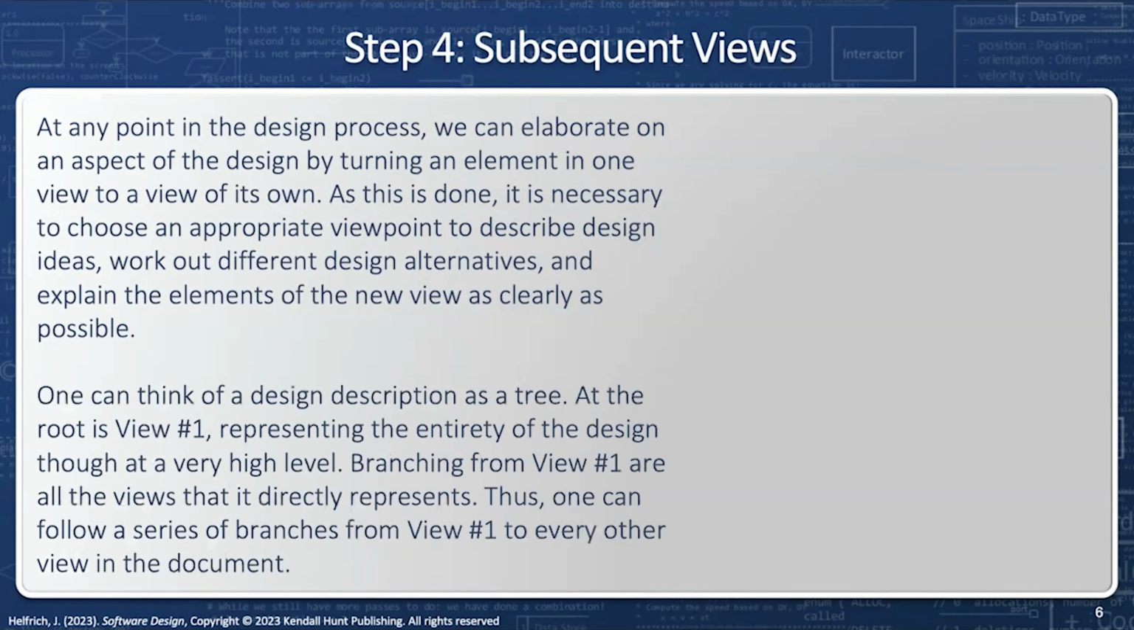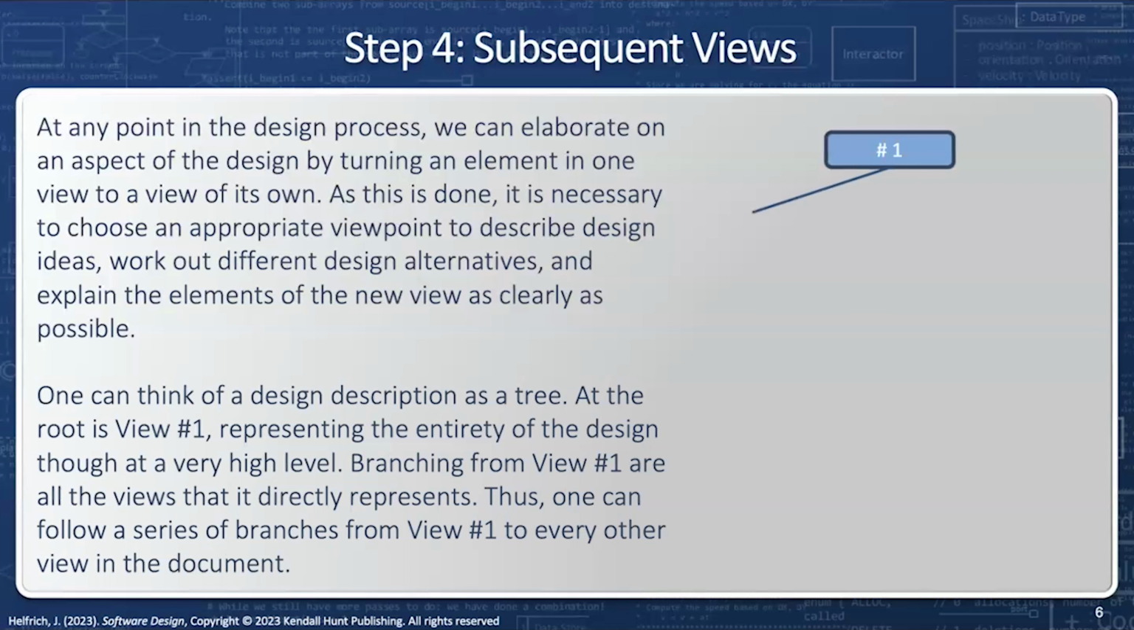One can think of a design description as a tree. At the root is view 1, representing the entirety of the design, though at a very high level, and branching from view 1 are all the views that it directly represents. Thus, one can follow a series of branches from view 1 down to every other view in the entire document. So I'm going to start with view number 1, the overall system view.